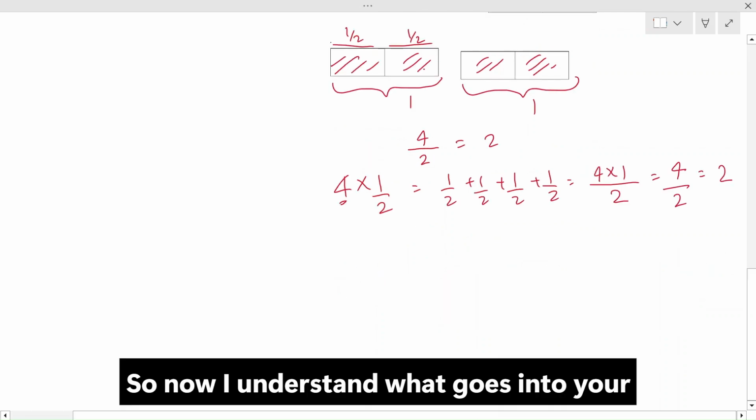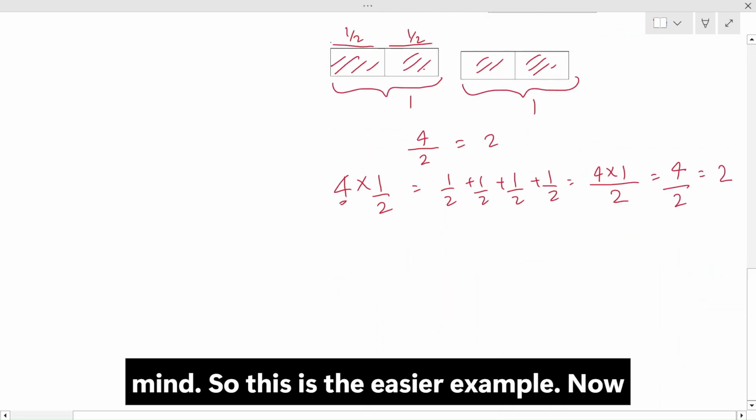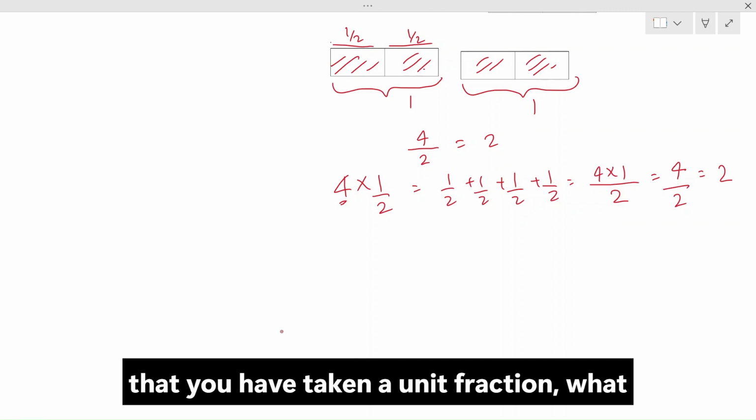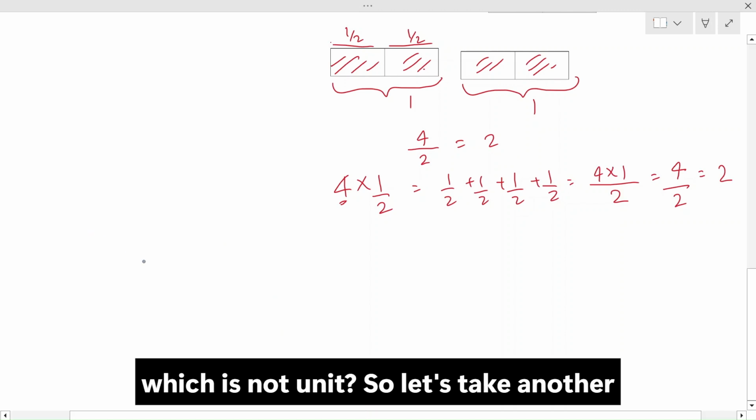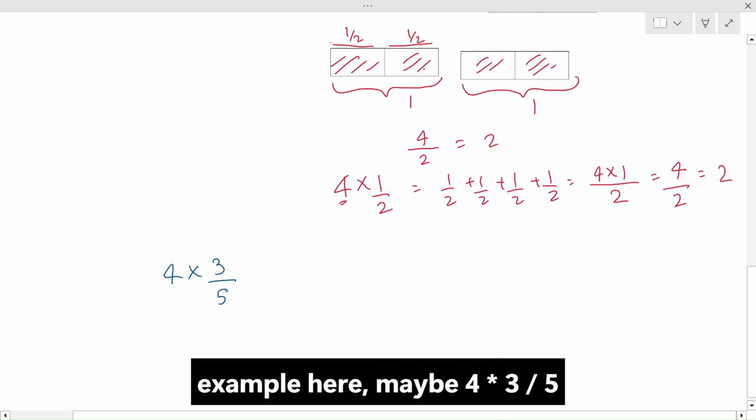So now I understand what goes into your mind. So this is an easier example, ma'am, that you have taken a unit fraction. What happens when you take some other fraction which is not a unit? So let's take another example here. Maybe 4 times 3 by 5.